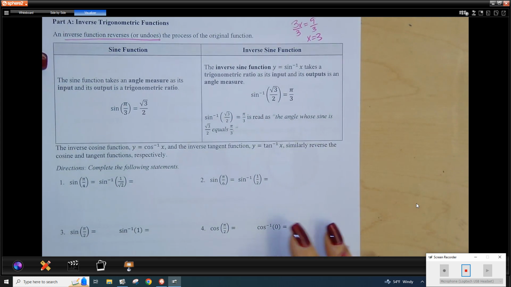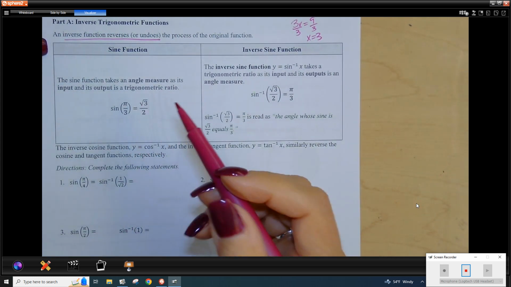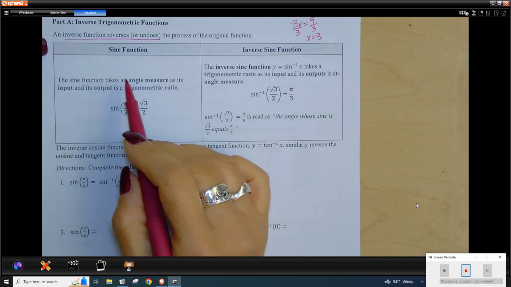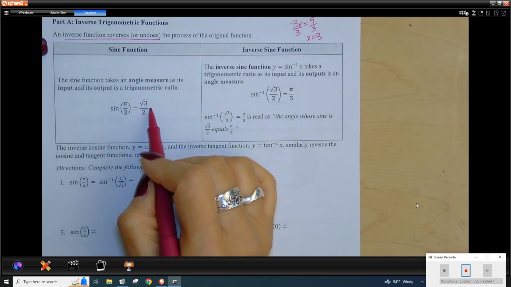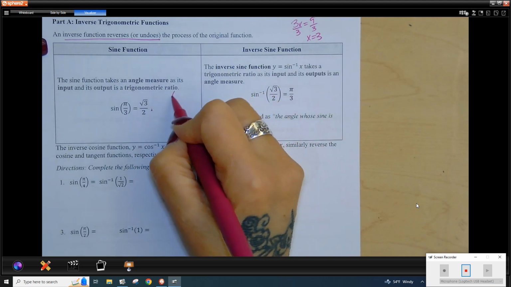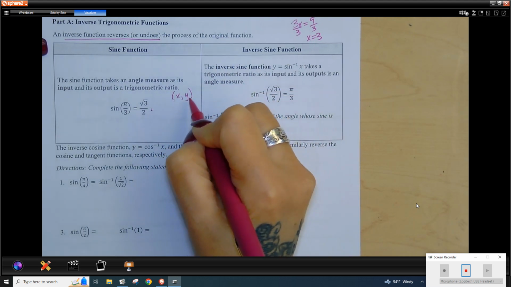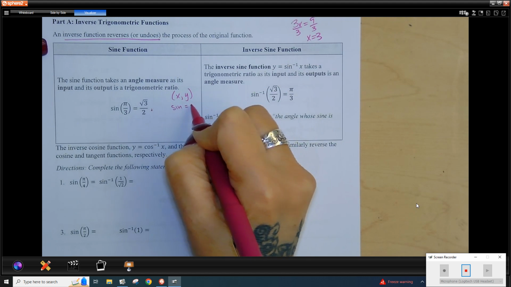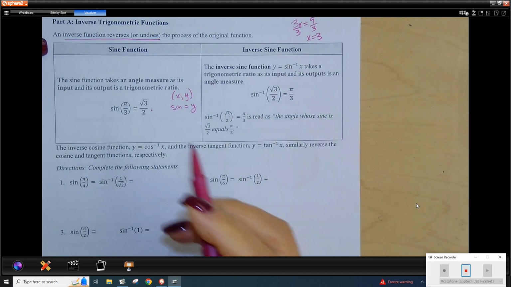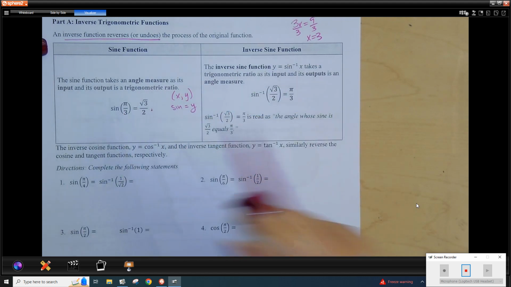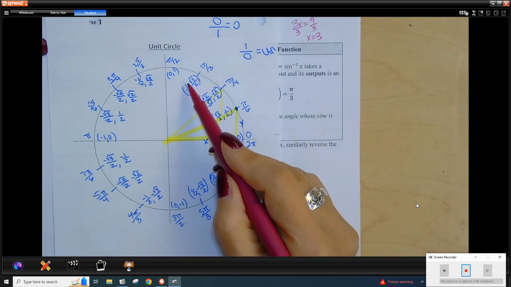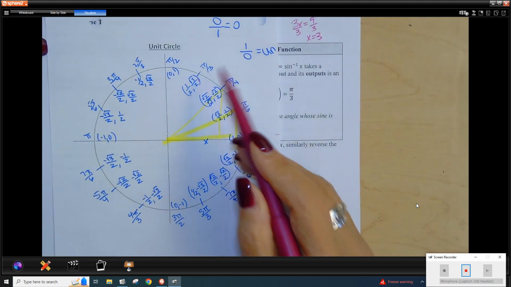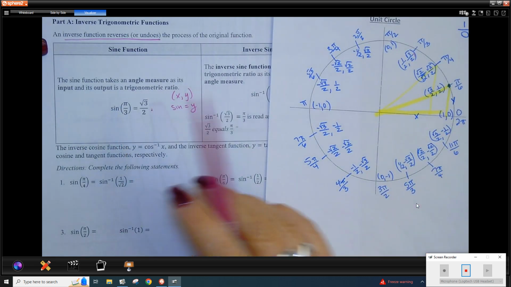So the sine function, we usually write it like this. The angle measure is the input, the trig ratio is the output. And when we have the point on the circle, your sine is your y value, okay? So you go to the circle, you go to pi over 3, you look at your y value, and that's your answer, square root of 3 over 2.